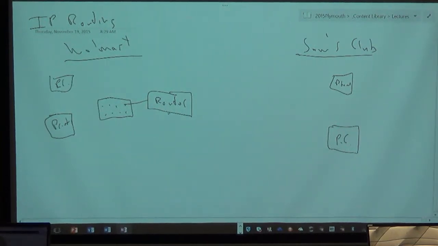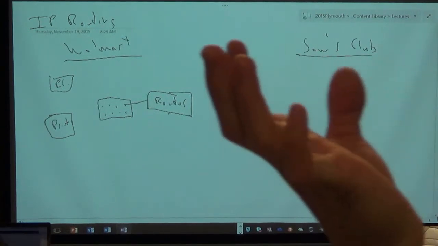Well, it is connected kind of to a PC through this switch, but we're missing something on the Sam's Club side. What are we missing? Okay, we could have a server there. Actually, I'm glad you brought that up, because that was another mistake that some of you made. What else? There's one component that's keeping me from connecting Walmart to Sam's Club. What is that?